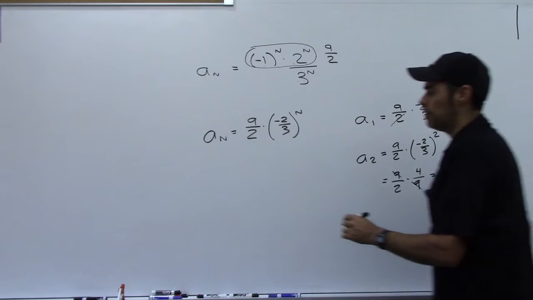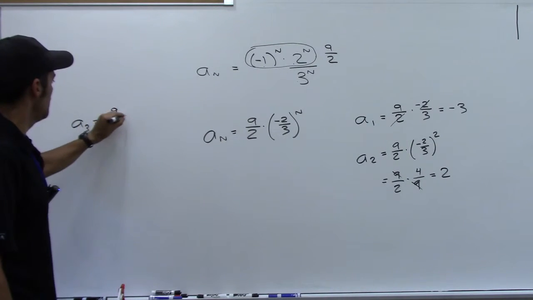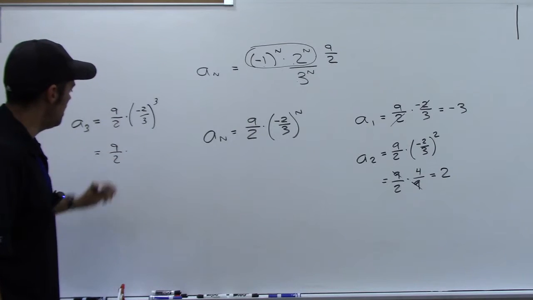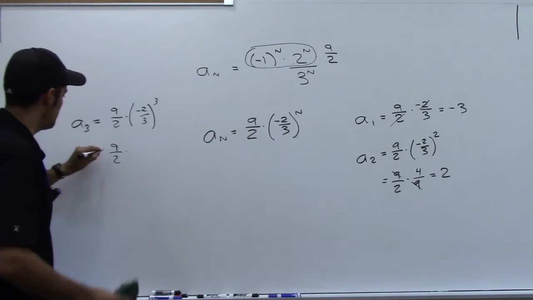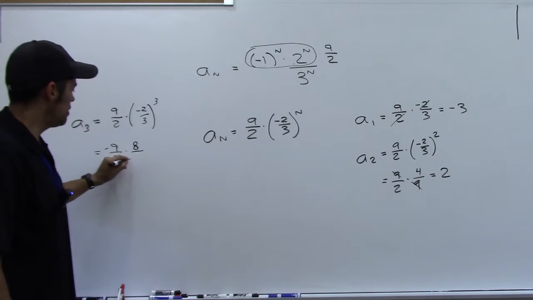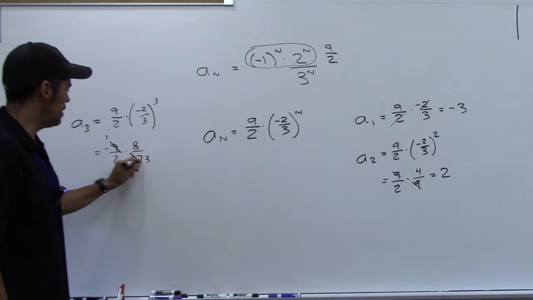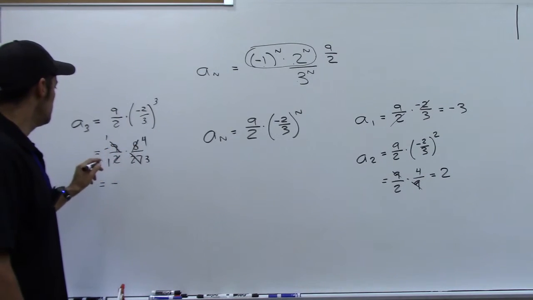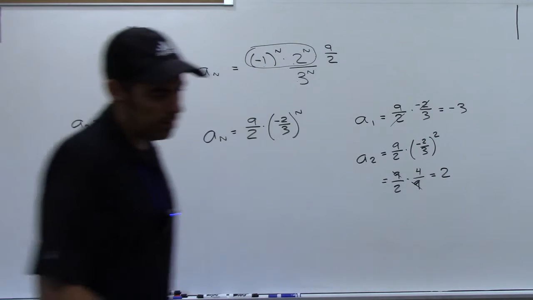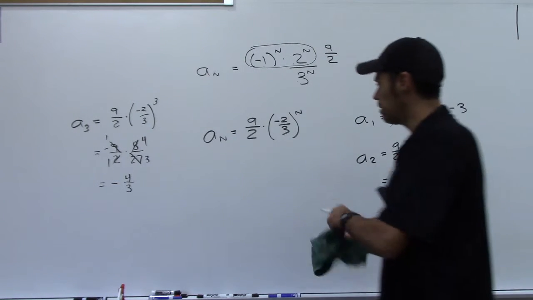And I can keep going. Let me do a sub 3. That would be 9/2 times -2/3 cubed, which is 9/2 times, now when you cube a negative number, it stays negative, so I'm just going to throw the negative out here. 2 times 2 times 2 is 8. 3 times 3 times 3 is 27. And then we can clean this up. We have a negative, let's see, 9, 3, 1, 4. So we get 4/3. And I could keep doing this, but that matches up with the first 3 numbers that we had. And so that looks like we generated our sequence. All right.